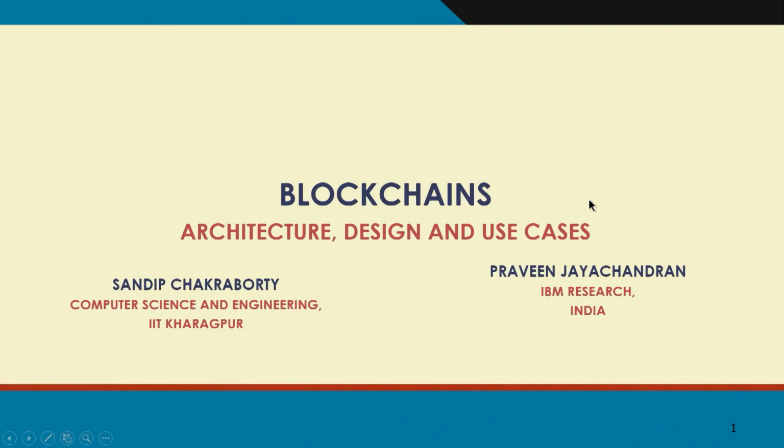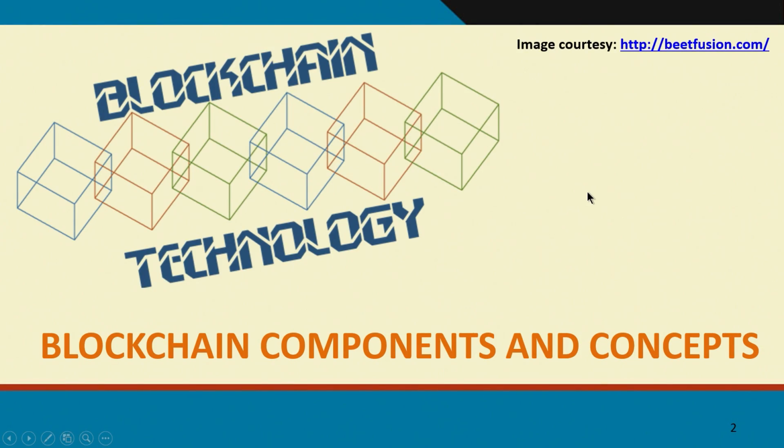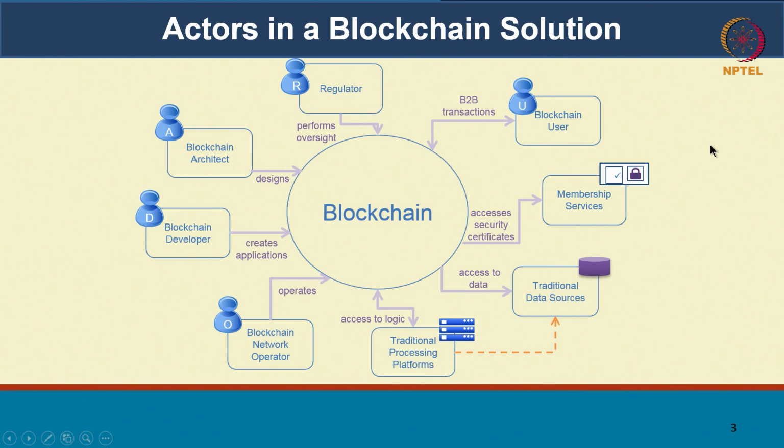Hello everyone, welcome to the next lecture of our blockchains course on architecture, design and use cases. This next lecture is going to be about some of the basic blockchain components and concepts and how some of these components interact with each other. This will give you the foundation for us to go deeper in and learn about Hyperledger Fabric itself and how it's architected. Who are some of the actors in a blockchain solution?